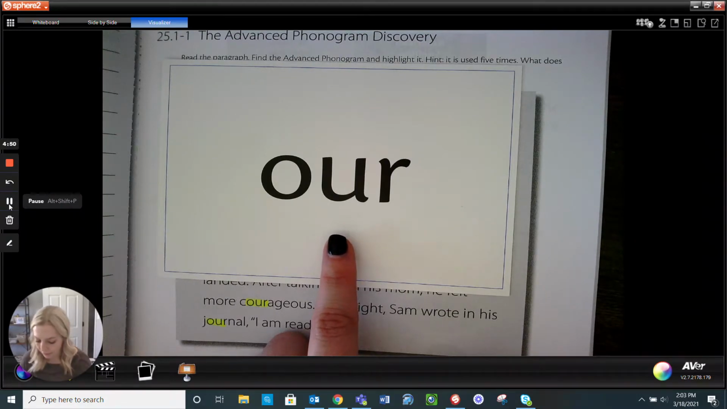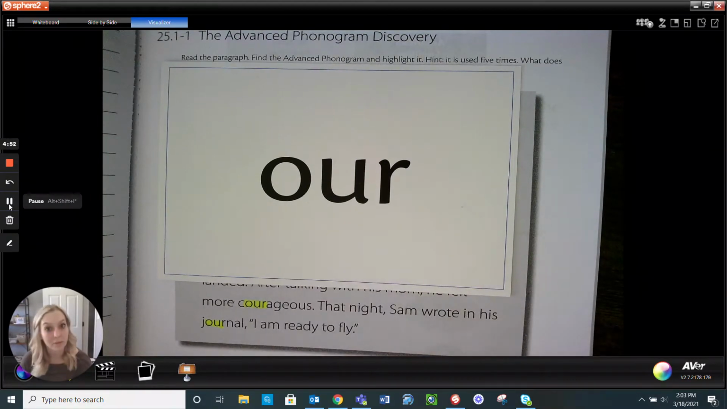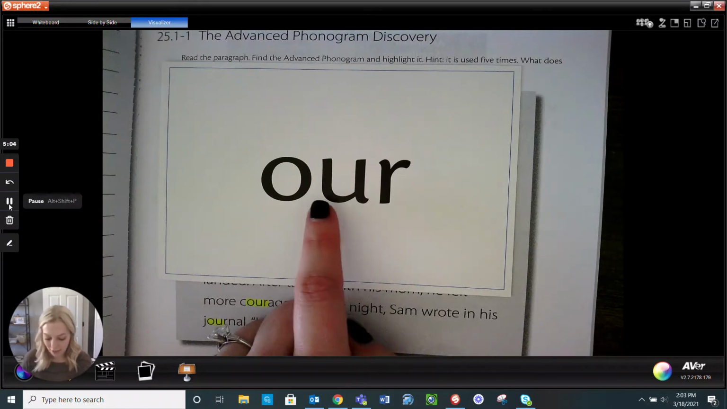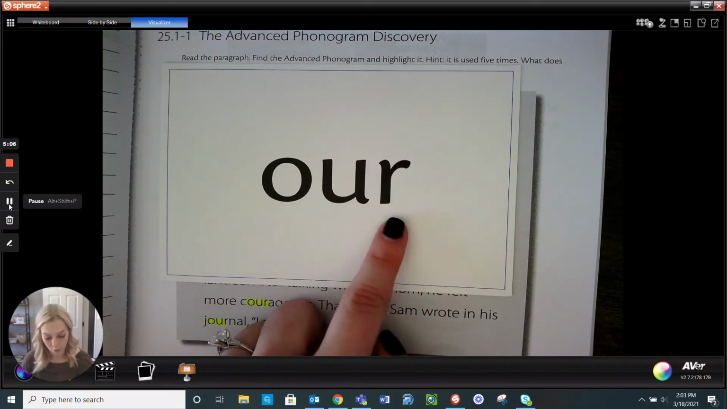Often they were spelled using French phonograms to reflect their origin. Today, some of these French-based words are spelled differently in the United States from how they're spelled in England. One of the differences has to do with the phonogram O-U-R.